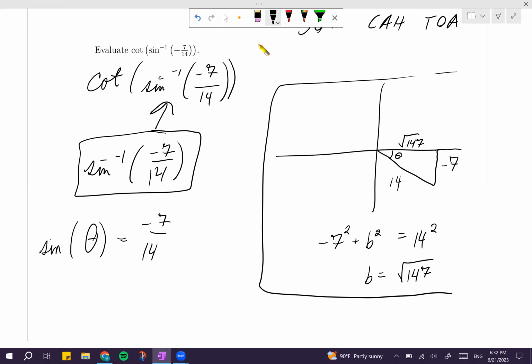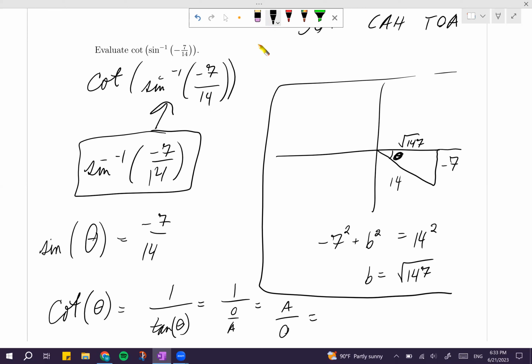So I'm worried about what happens with cotangent of this theta that we just made here, this theta that I'm bolding. Alrighty. I know that cotangent is 1 over tangent theta. My tangent is opposite over adjacent. So my cotangent is going to be adjacent over opposite. My adjacent side is square root of 147. My opposite side is -7. So my cotangent of theta is going to be square root of 147 over -7.